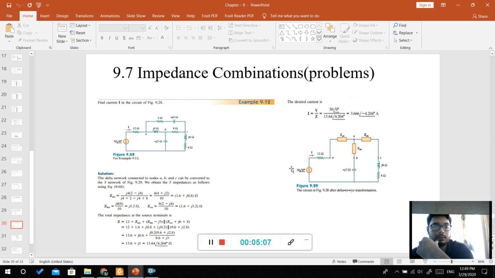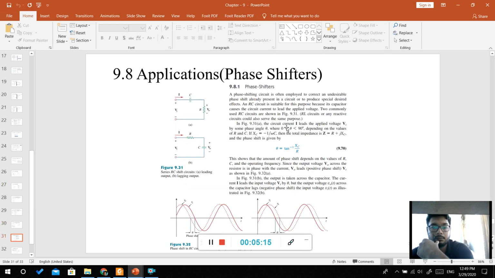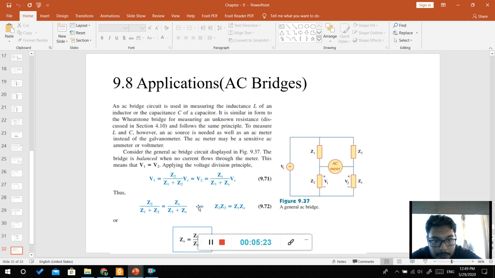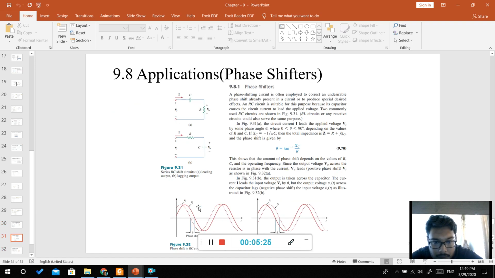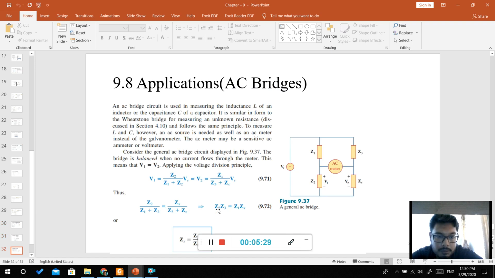This came in your midterm exam. I hope everybody can solve this problem now. Here we have a capacitor, and we can see the capacitor makes one voltage lag behind. We've seen AC bridges as well.